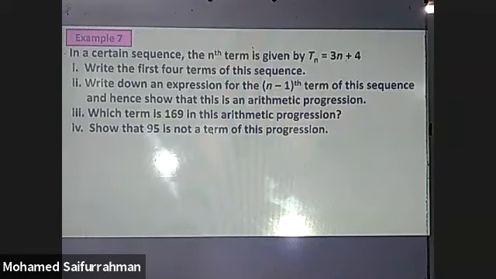In a certain sequence, the nth term is given by Tn equals 3n plus 4. Write the first 4 terms of this sequence. Write down an expression for the n minus 1th term of this sequence, and hence show that this is an arithmetic progression. The third one, which term is 169 in this arithmetic progression. To show that 95 is not a term of this progression.